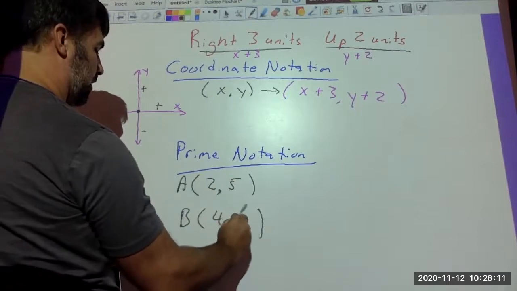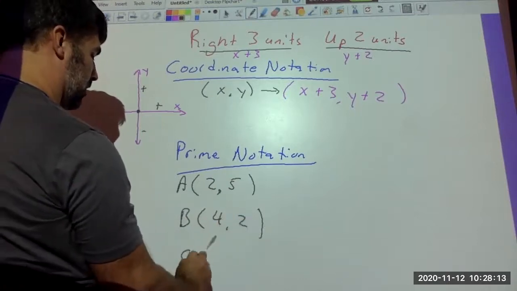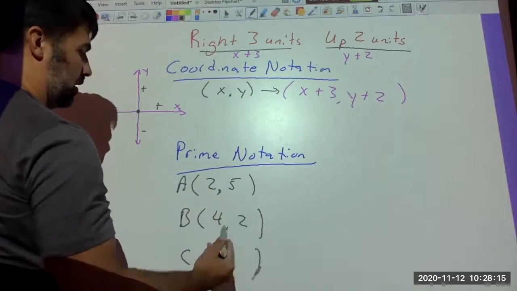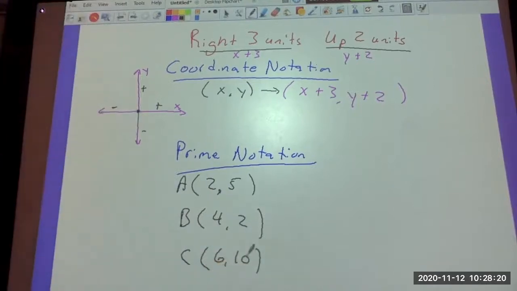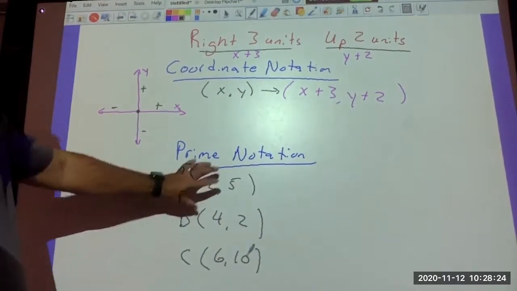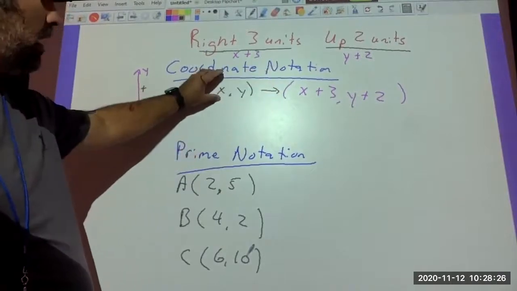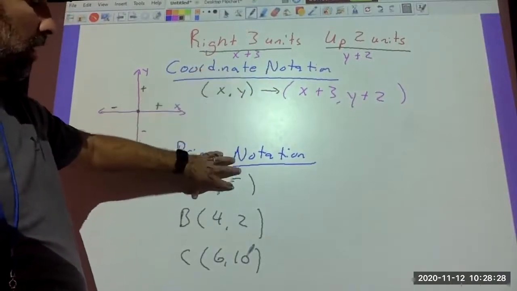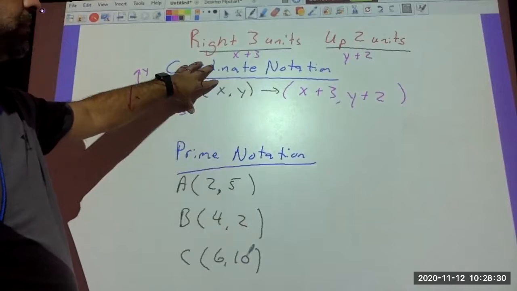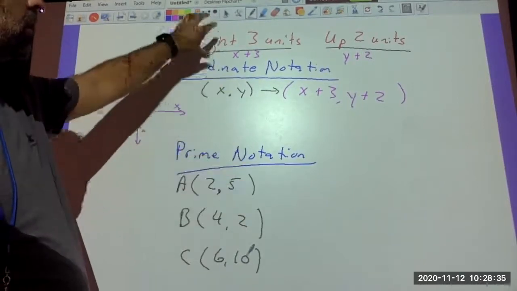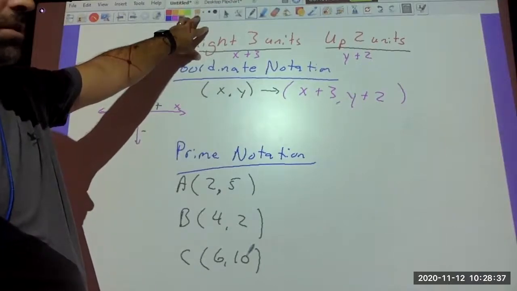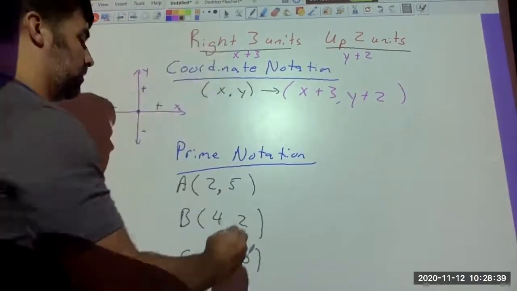Point B is 4, 2. Point C, we'll make it 6, 10. Just make those up. All right, prime notation is using that. So these xy's, now I have numbers for those xy's. So if I take these coordinates, go right 3 up 2 for each one of those, here's what I'm doing.